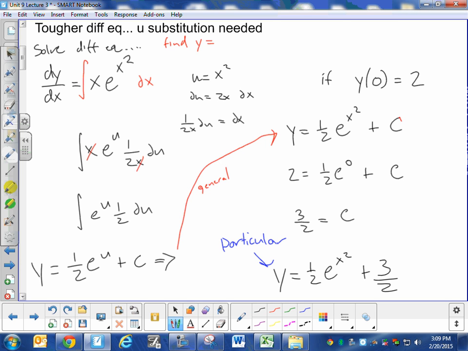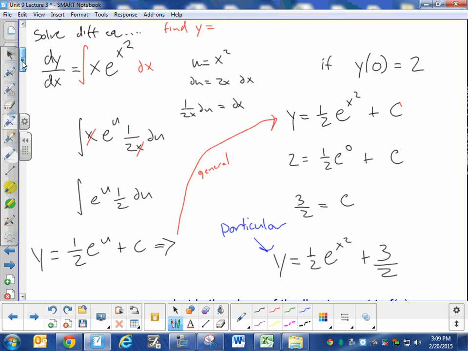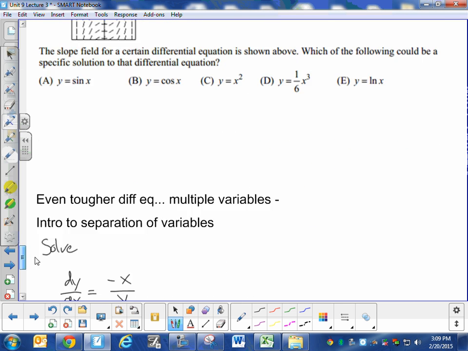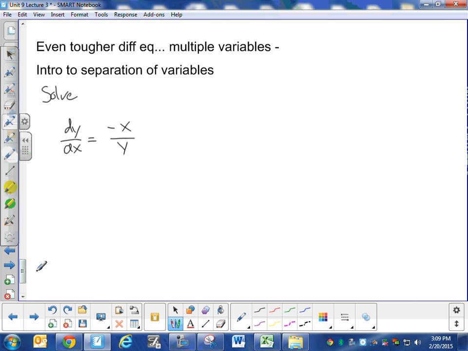Okay, so differential equations, you've been able to solve them. You can still solve them even if they're tougher. Well, what if our differential equations look like this?